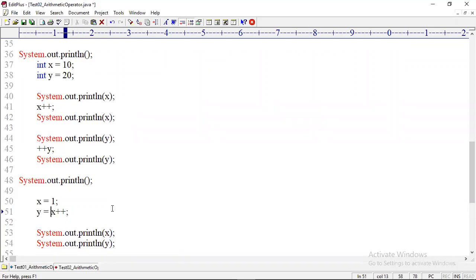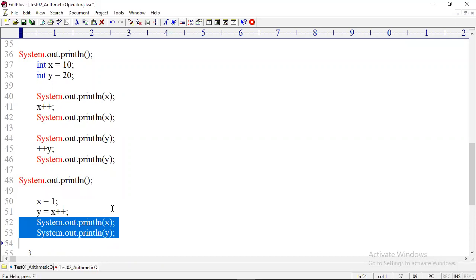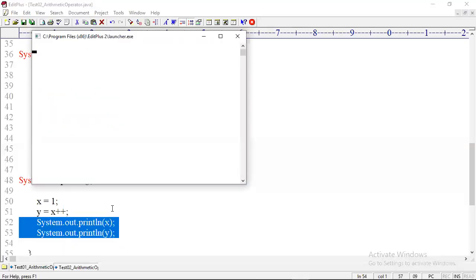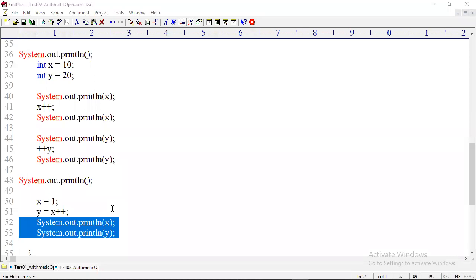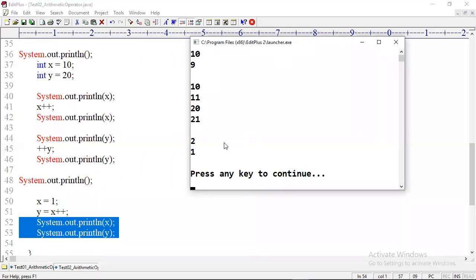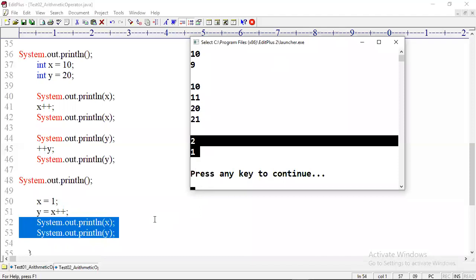Now, variable assignment. If I use the increment operator in a variable assignment, then what is the effect? So tell me, what is the x value? What is the y value? Please write both outputs, x and y, and tell me. Many people are telling 1 1. I don't know why you are telling 1 1. The answer is 2 1. The x value is 2, the y value is 1.